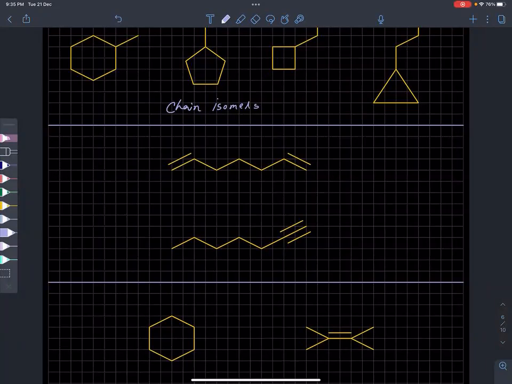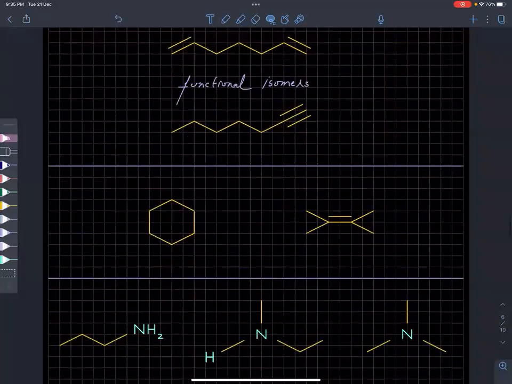What about these two? These are functional isomers, because one functional group is different. Alkene and alkyne are different functional groups. So the one above is a diene and the one below is an alkyne. Because they are different functional groups, they are functional isomers of each other.